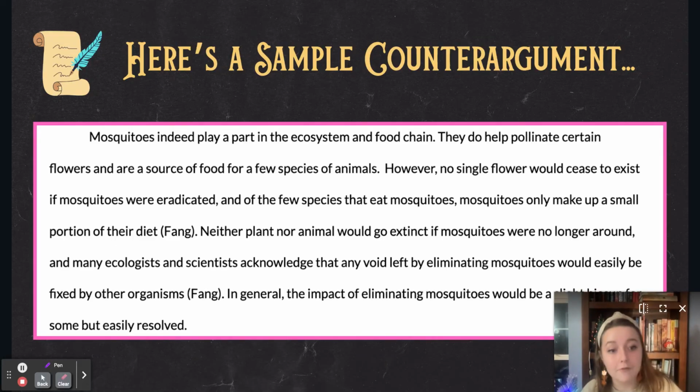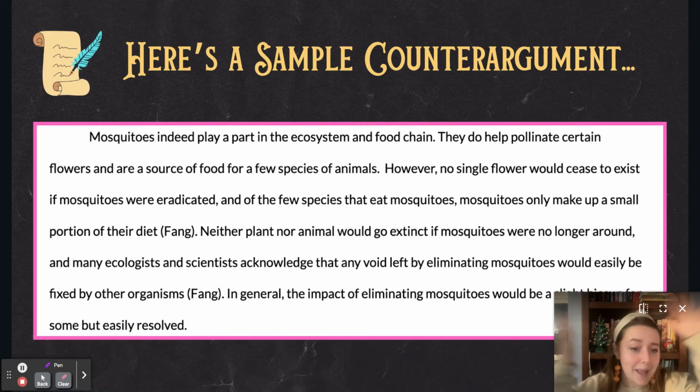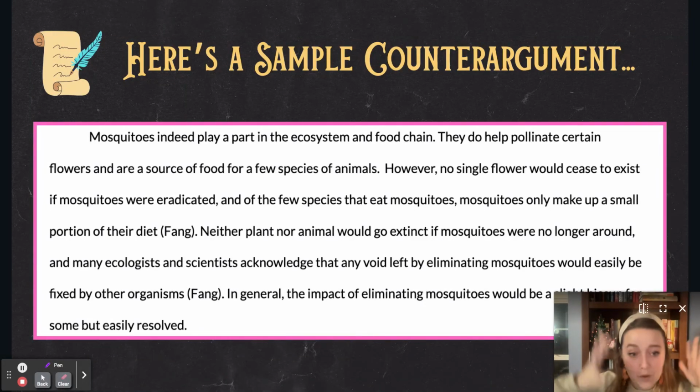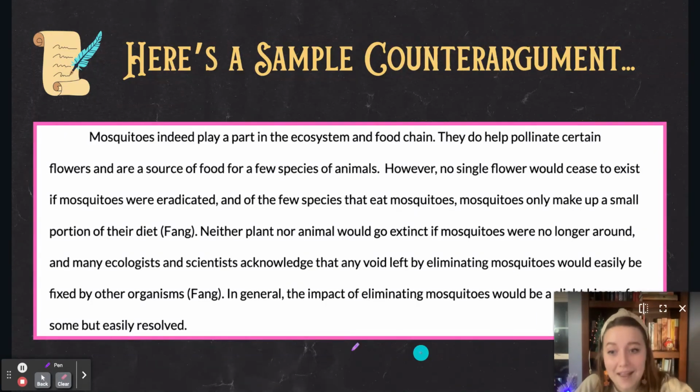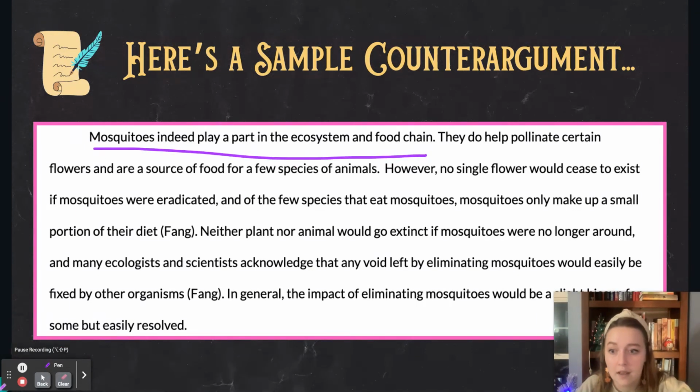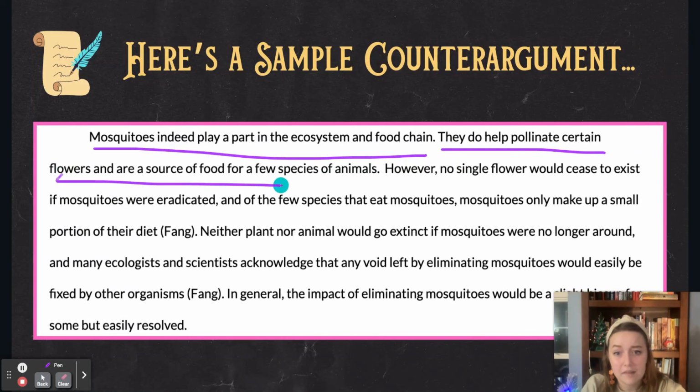We've got our third paragraph for our mosquitoes argumentative essay, where they say, mosquitoes indeed play a part in the ecosystem and food chain. They're anticipating that the other side's going to be like, but they're an animal and they deserve to live. And they're part of the food chain. It's super important. So that's my counterclaim, right? I have this idea that the other side thinks that mosquitoes are part of the ecosystem. They're important. They're part of nature. It says they do help pollinate certain flowers and are a source of food for a few species of animals. That continues the counterclaim. This could all be an argument for the other side.